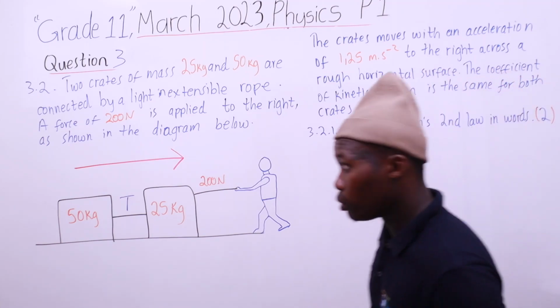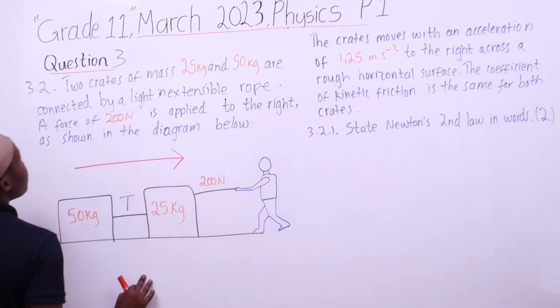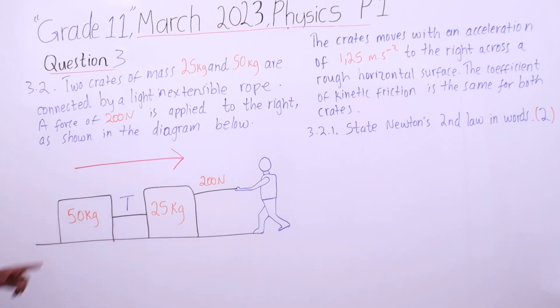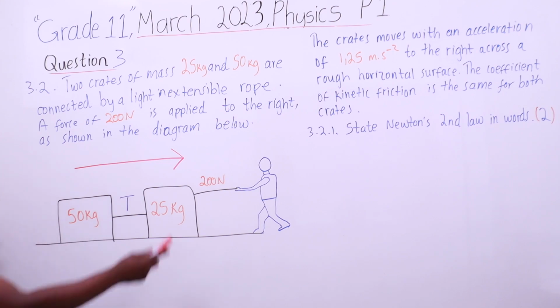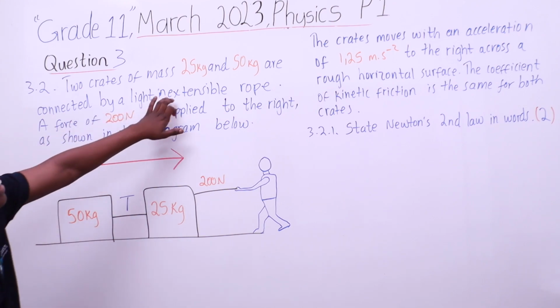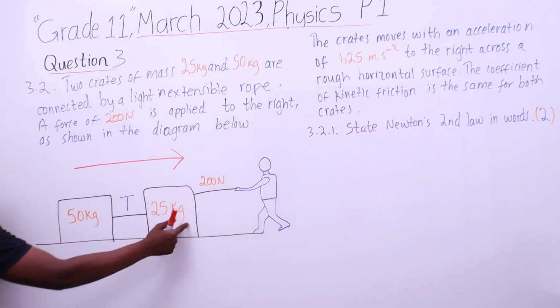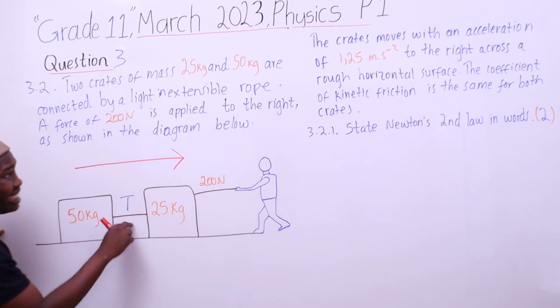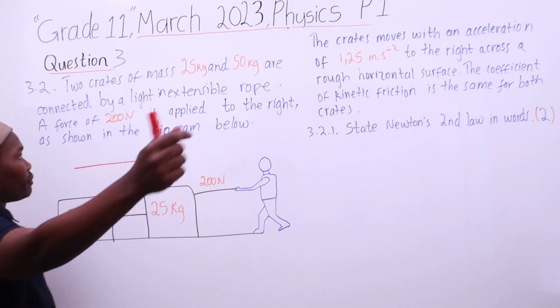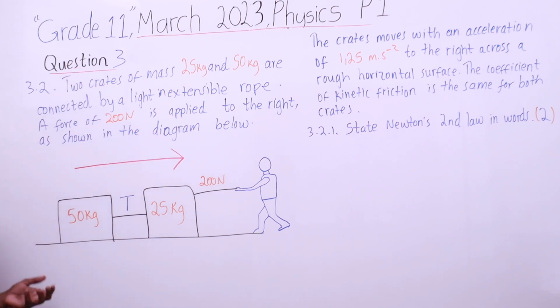Okay, now we'll do question 3.2. So two crates of mass 25 kg and 50 kg are connected by a light inextensible rope.